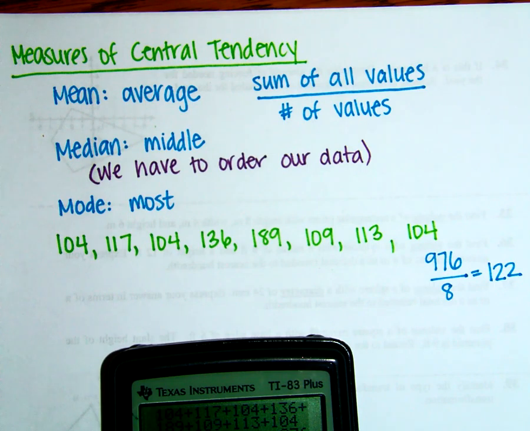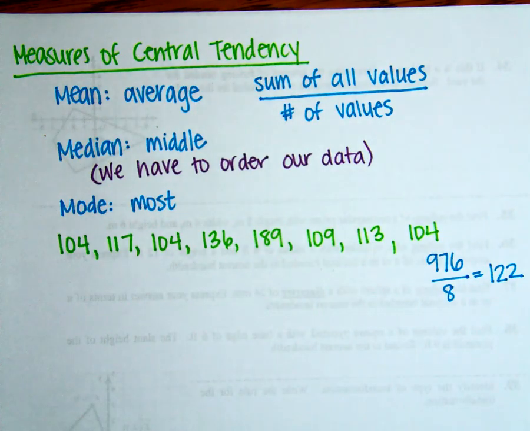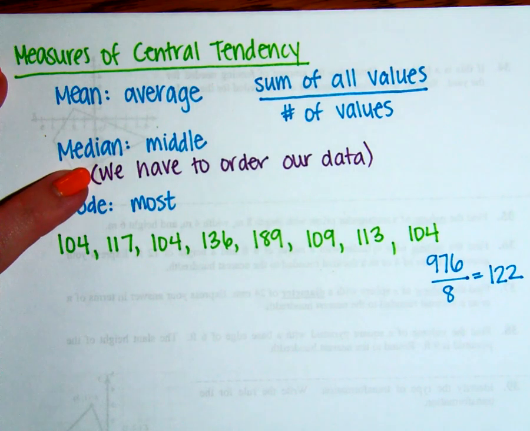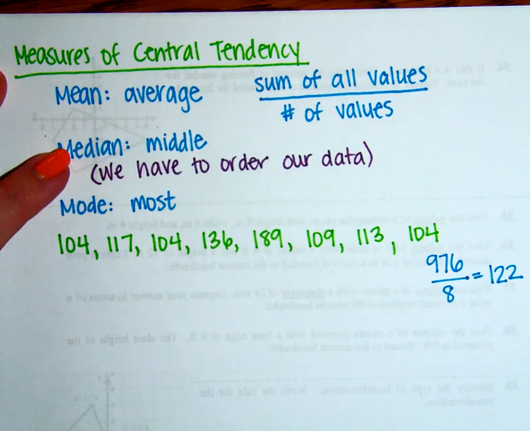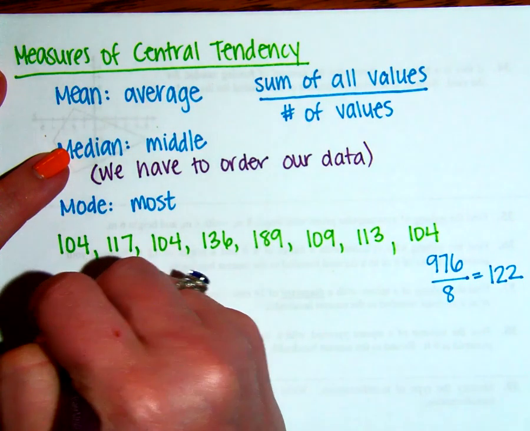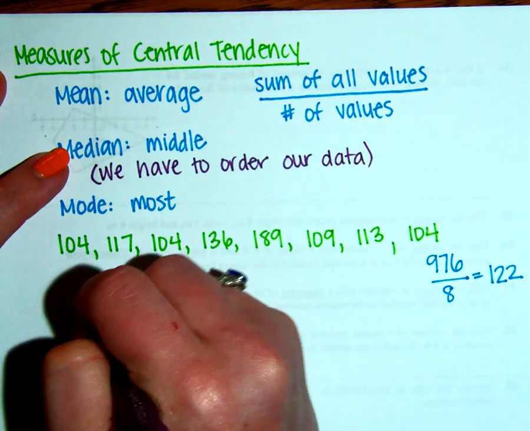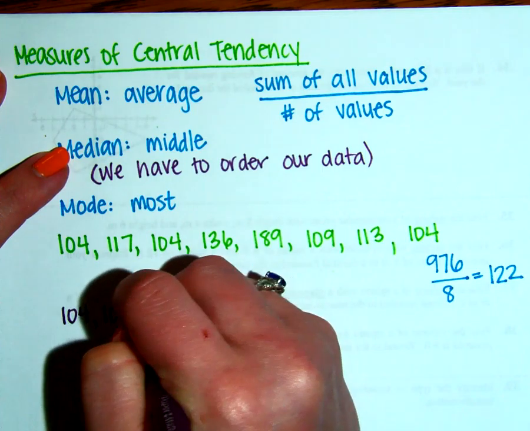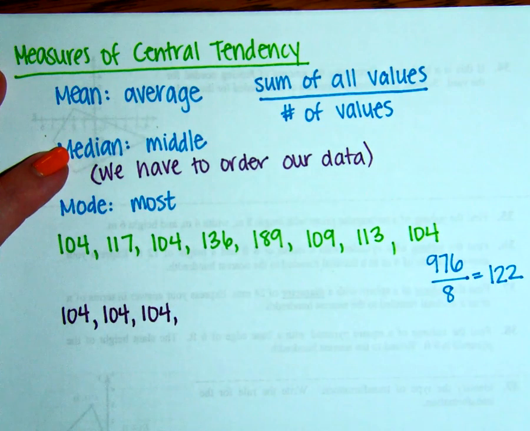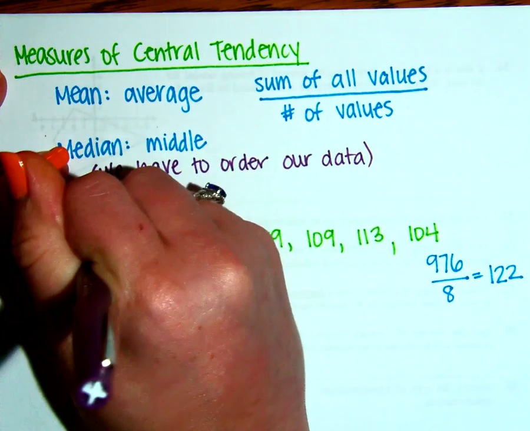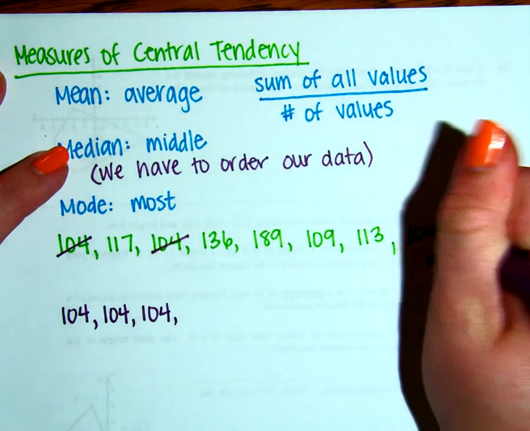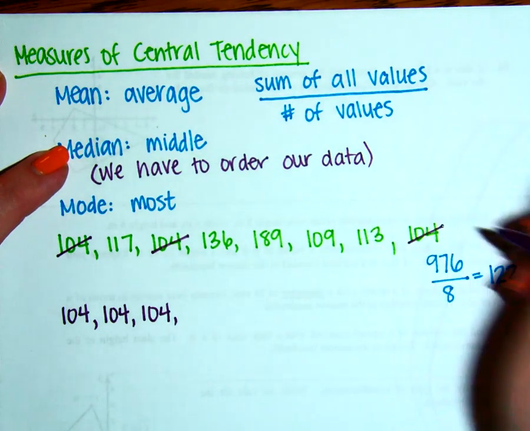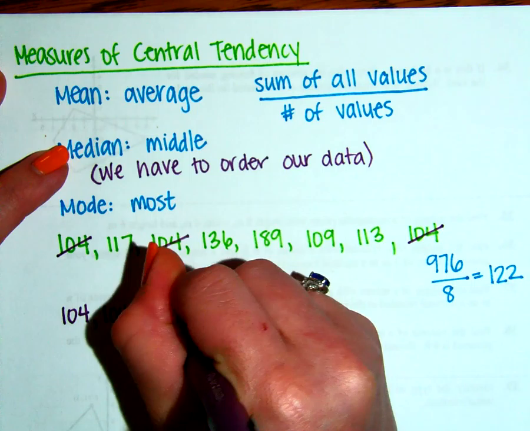The next thing that we have to do is find the median, which means that in order for us to find the median, we have to order our data first from least to greatest. So what is the smallest number that you see up there in that list of values? 104. Okay, I see 104. I see that it shows up several times. And I'm one of those people where I want to make sure that I don't list something more than I should. So once I list it, I'm going to go ahead and cross it off. The next smallest number after 104 looks like 109.